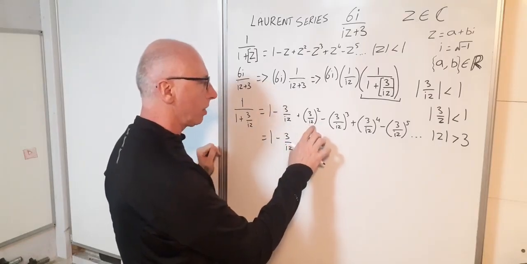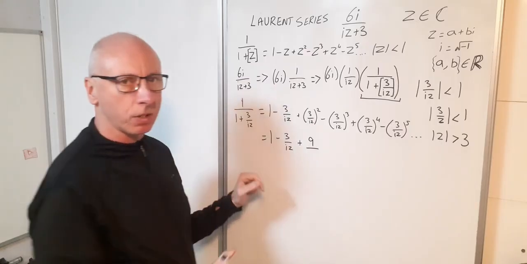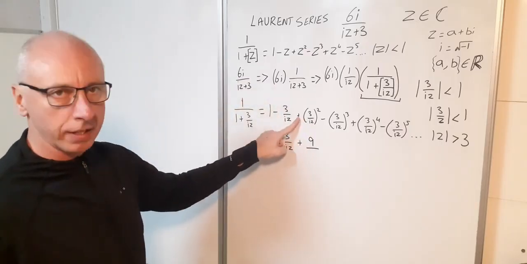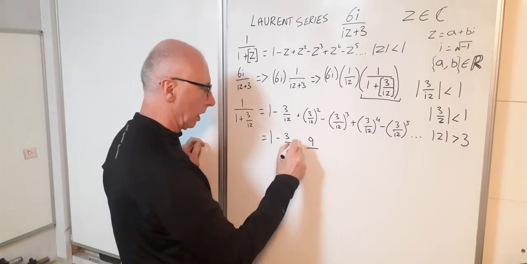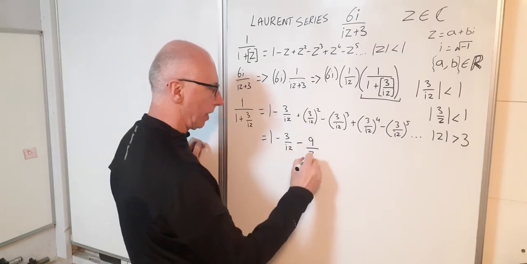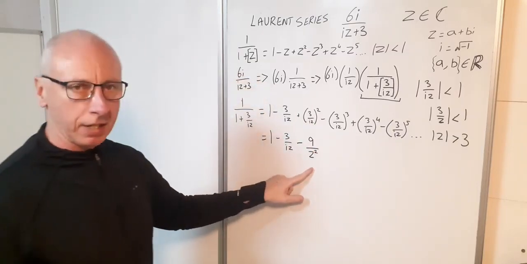Then I will have iz squared, so i squared, which is minus 1, in which case I'm going to have to alternate this sign to a minus sign. And then I'll have z squared in my denominator. So that takes care of that one.